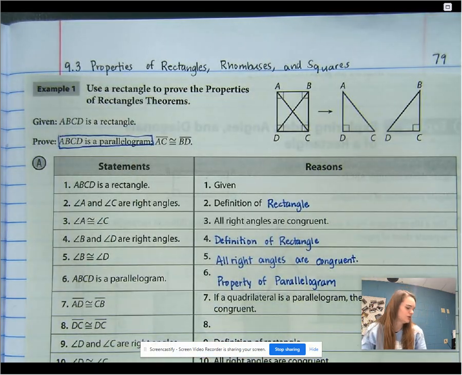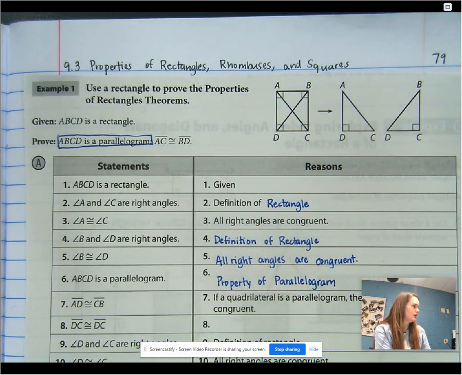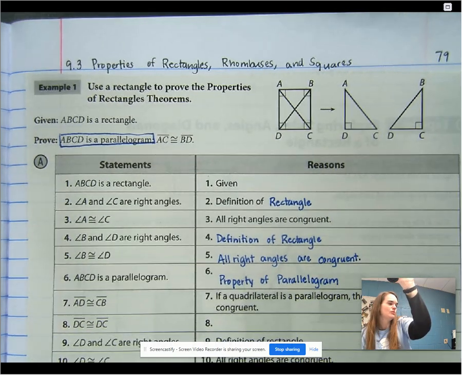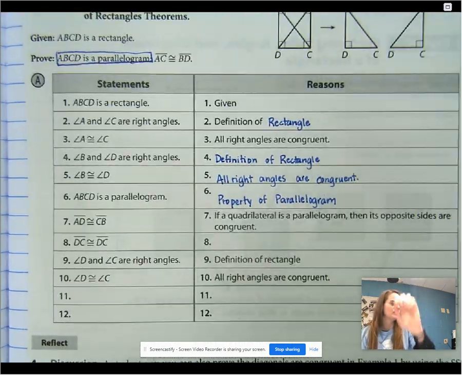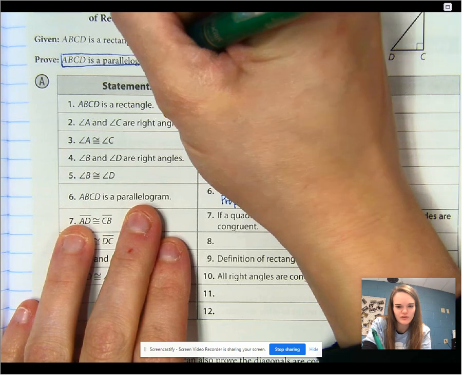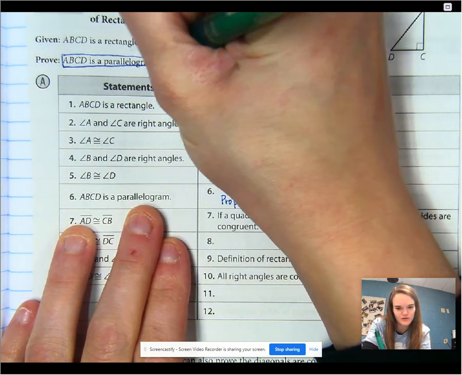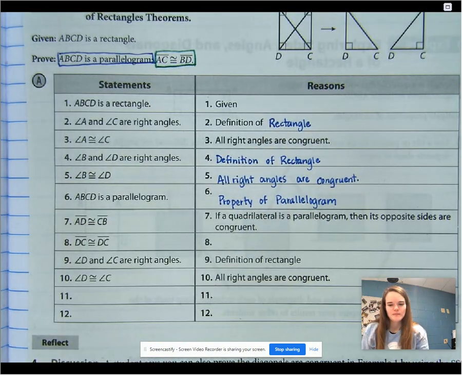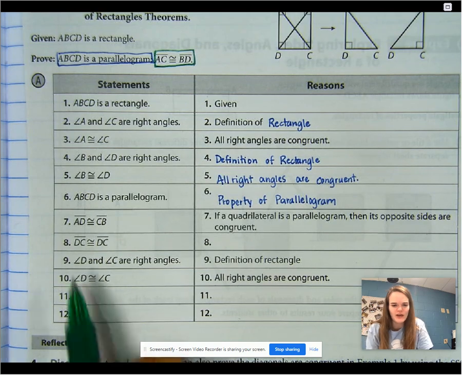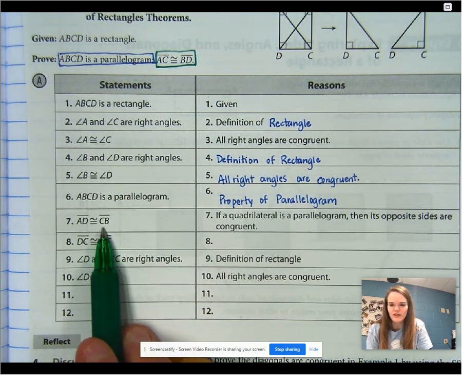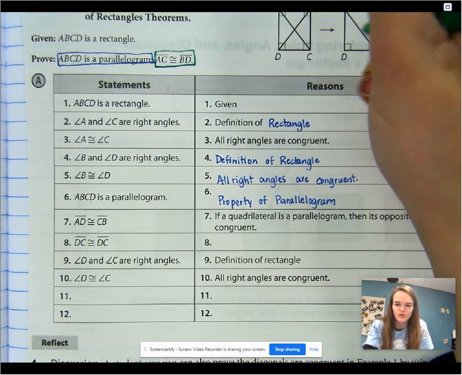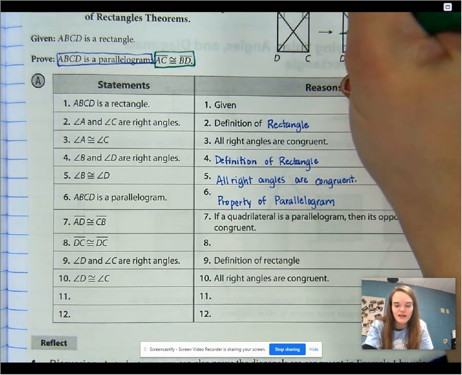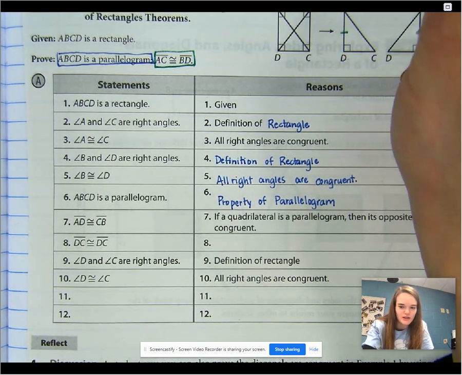Now I'm going to follow through and do the next part. I'm going to do that in a different color just to show you where it starts. So that was the first part right there, all the way up to 6. The second part's going to be from here on out. All right, it starts with AD is congruent to CB. AD, we're using the triangle now, let's do that. AD is congruent to CB.